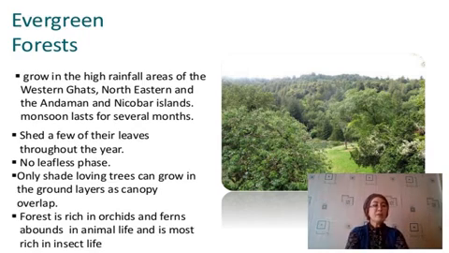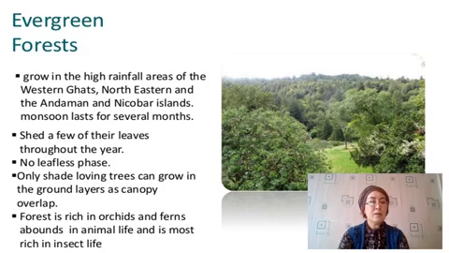Evergreen forests. Evergreen forests grow in the high rainfall areas of the western parts, the northeast, and the Andaman and Nicobar Islands. The monsoon lasts for several months. The trees shed a few of their leaves throughout the year. There is no leafless phase, and only shade-loving trees can grow in the ground layers as the canopy overlaps. The forest is rich in orchids and ferns, abounds in animal life, and is most rich in insect life.